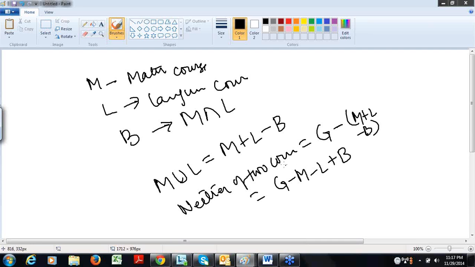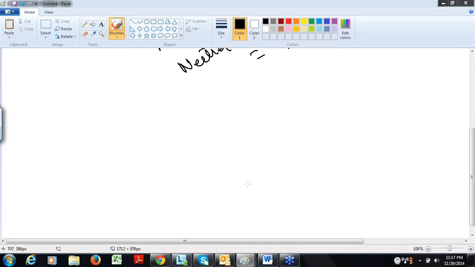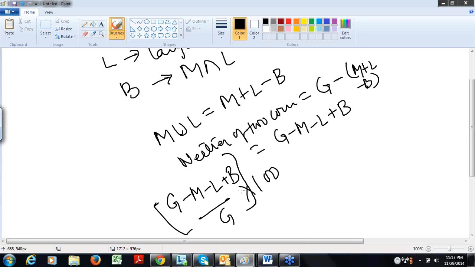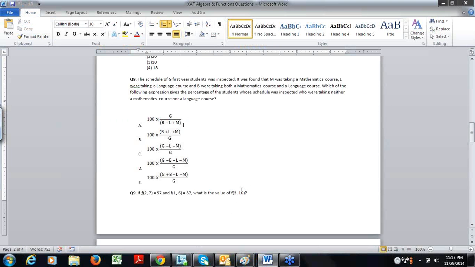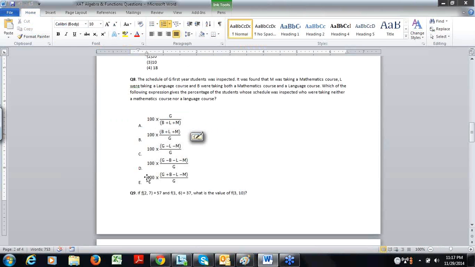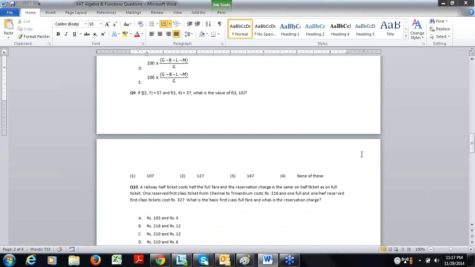Okay. Now it is saying as percentage. So percentage will be what? Percentage will be the total percentage. So (G minus M minus L plus B) upon G into 100. That will be the percentage. So we have an option as G minus M minus L plus B, so option number D. We'll go ahead and mark option number D. Everybody clear with this or still has a problem? Raise it right now if you have a problem with this question.